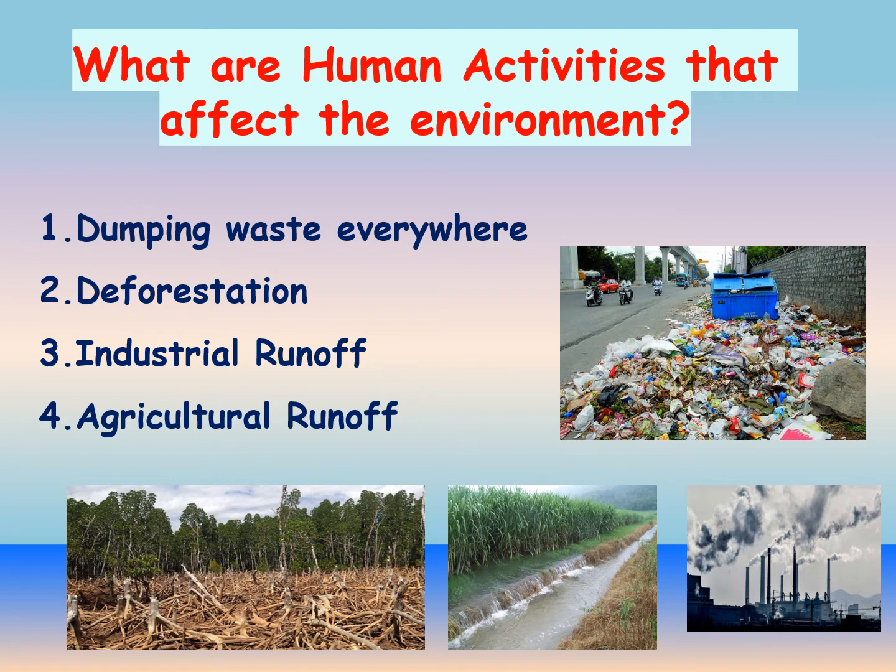Second, deforestation. Deforestation is the cutting down of forests or groups of trees which is then turned into non-forest use. These are usually converted to farms, ranches, or used for urban use. But it is happening more and more and having a bad impact on our environment and climate change. Third, industrial runoff.